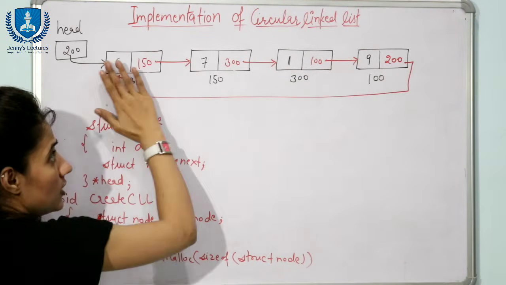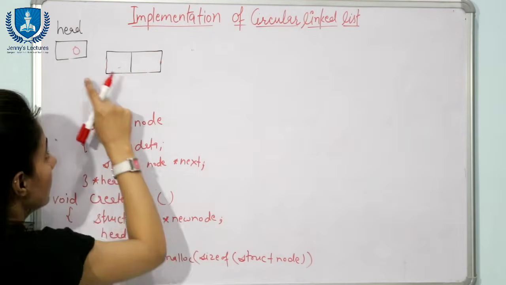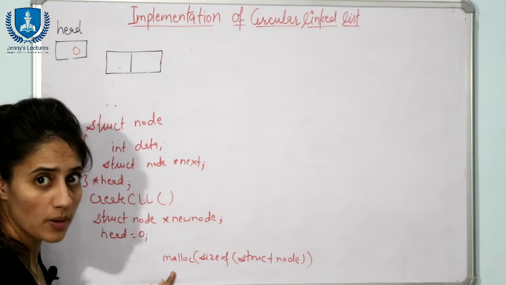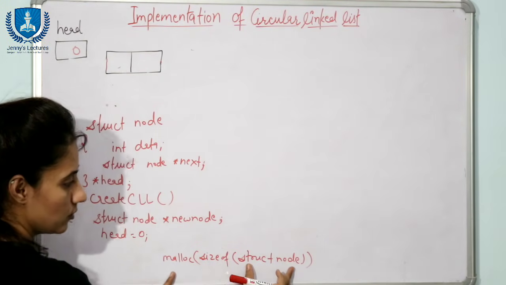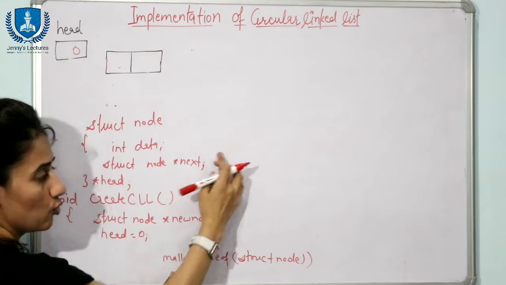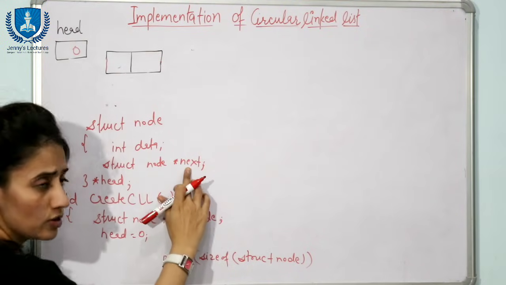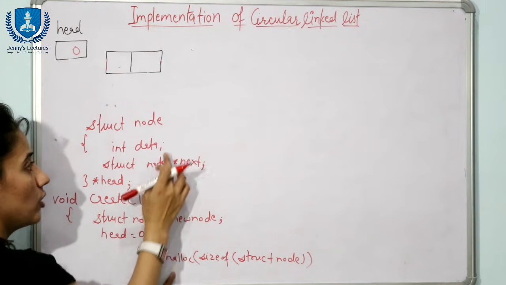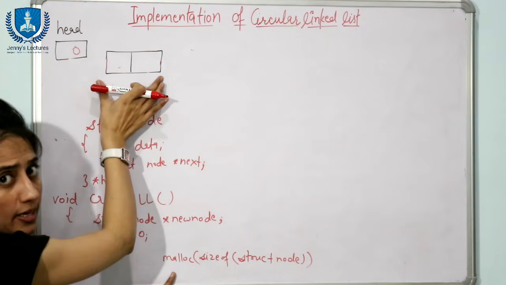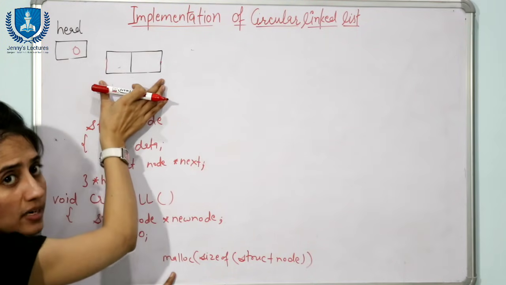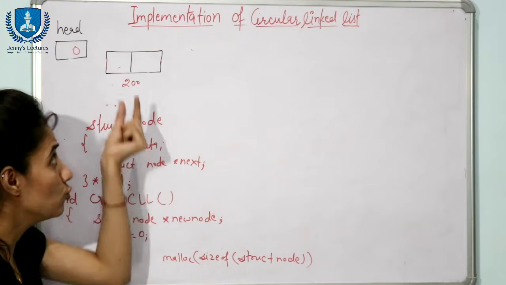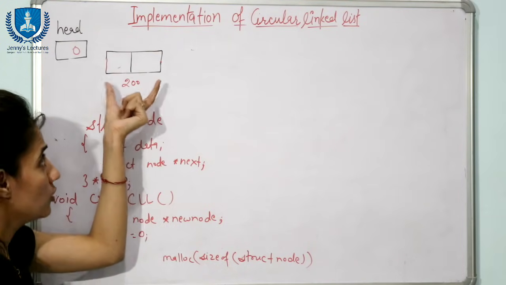See, suppose initially we don't have anything in the list, so head is containing 0, and if you write this malloc, it means memory has been allocated. How much memory for this struct node? 4 bytes for this and 4 bytes for this pointer in a 32-bit compiler, and 8 bytes in a 64-bit compiler. So now 8 bytes have been allocated. This is the block of 8 bytes, and suppose the address of the starting byte is 200, right? So this block has been allocated.